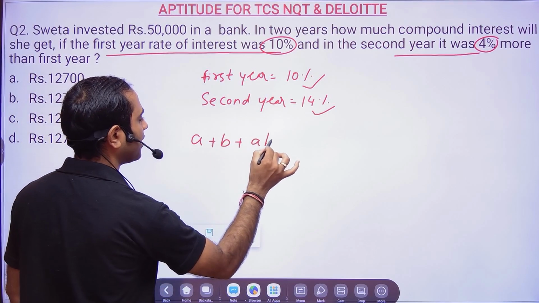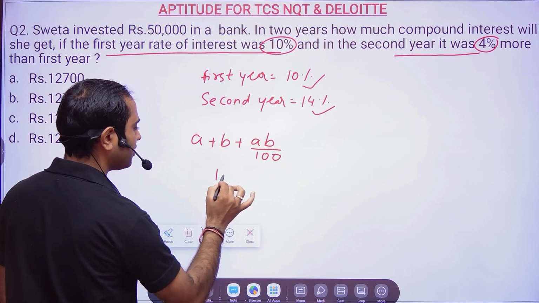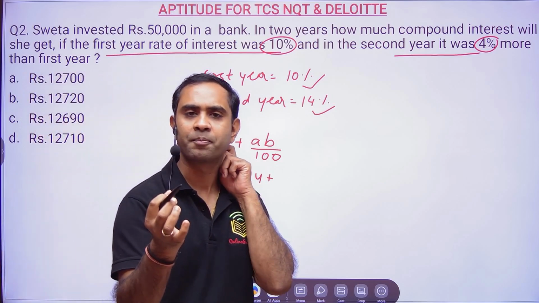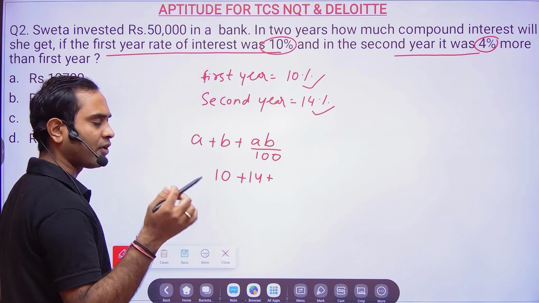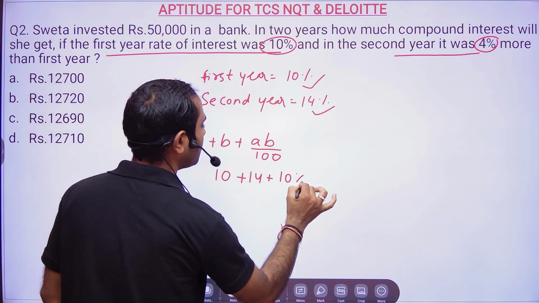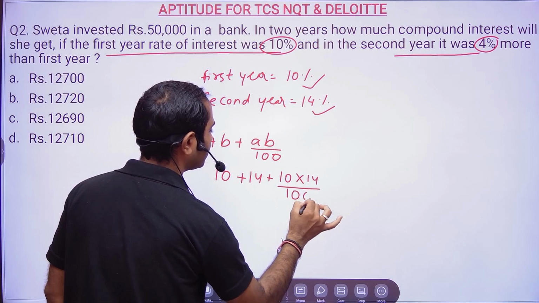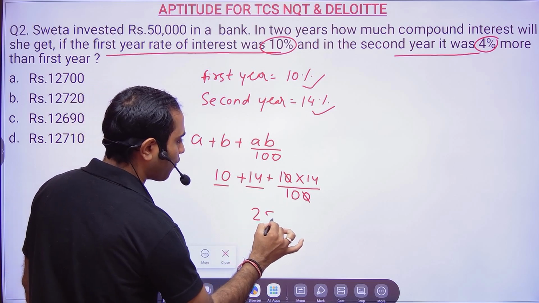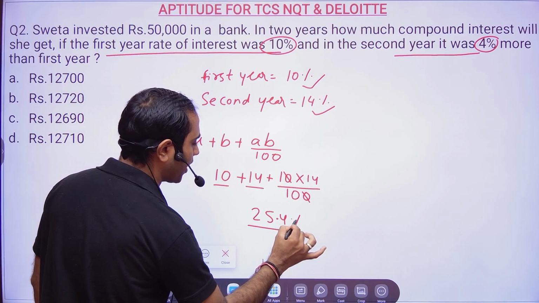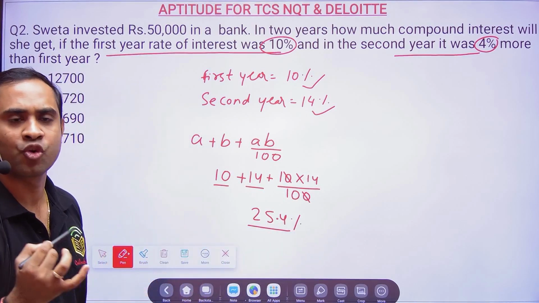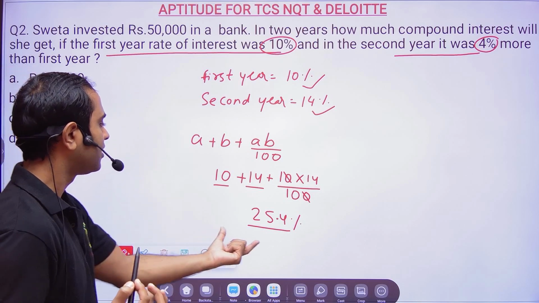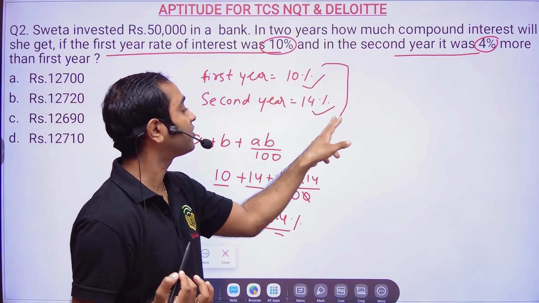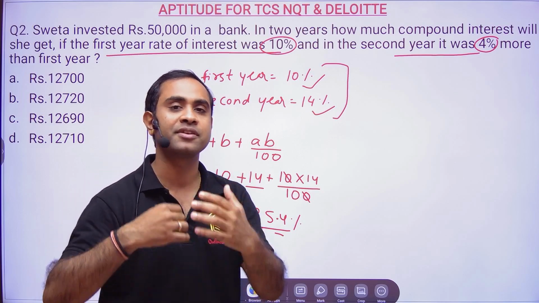We use a plus b plus ab by 100. Here 10 plus 14 plus, so first calculate the cumulative percentage. 10 plus 14 for both the years, and then 10 into 14 divided by 100. Zeros cancel. This will be 10 plus 14, that is 24, plus 1.4, which is 25.4%. We calculated the cumulative percentage. That means in 2 years the percentage will not be 10 plus 14, because this is compound interest. Compound interest is interest upon interest.